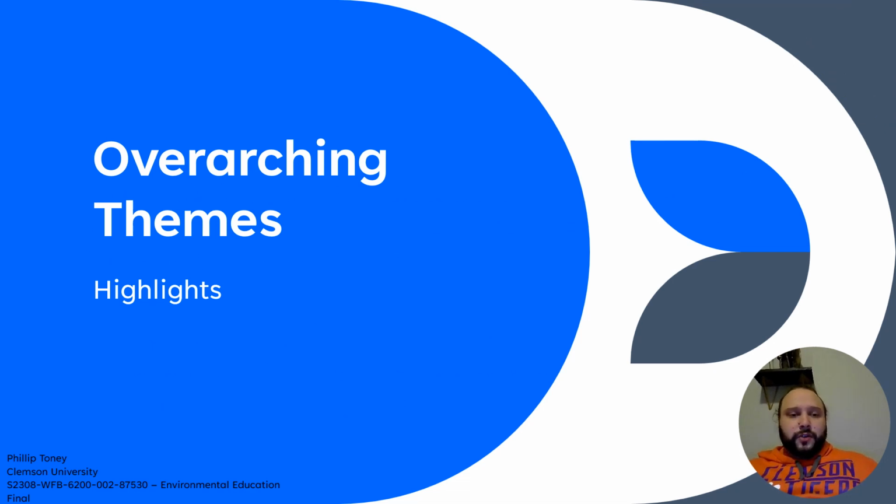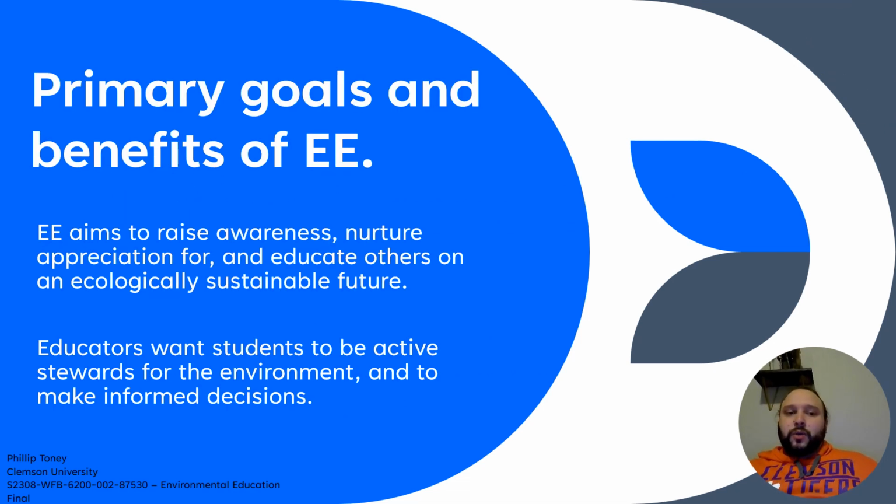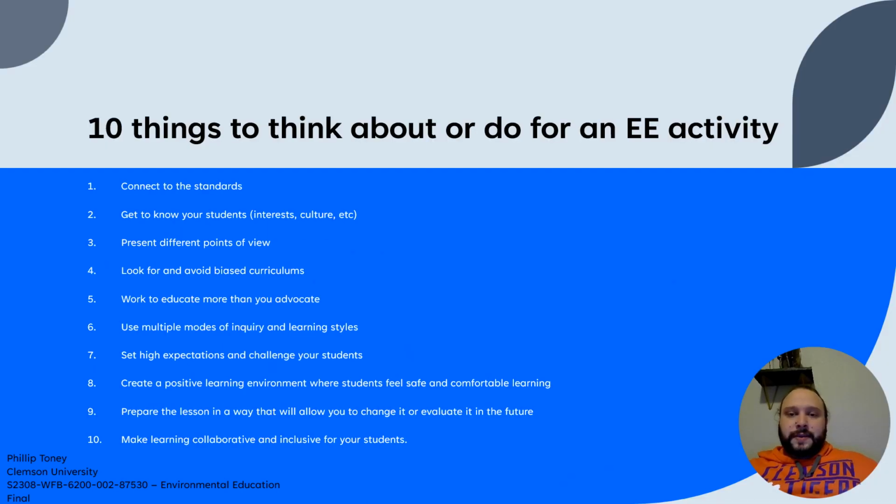To look at some of our overarching themes, what are the primary goals and benefits of EE? It aims to raise awareness, nurture appreciation for, and educate others on ecologically sustainable futures. And we want students to be active stewards for the environment and to make informed decisions. Ten things to think about when you're getting ready to do an EE activity. First, I think you need to make sure it connects to the standards. Secondly, you want to get to know your students, their interests, cultures. I talked about that earlier.